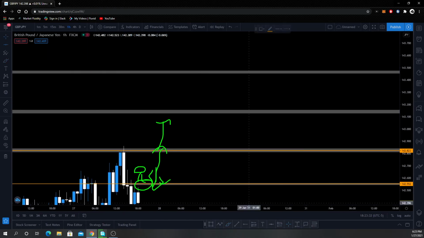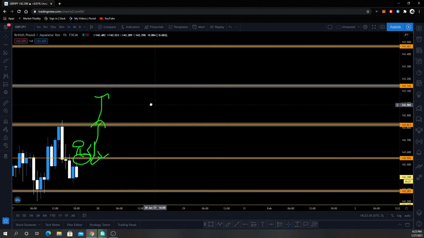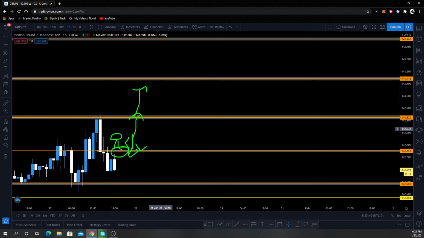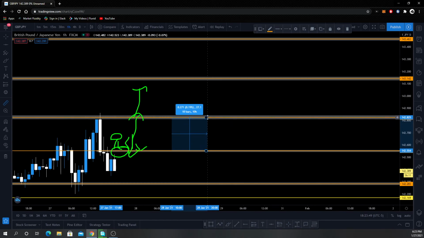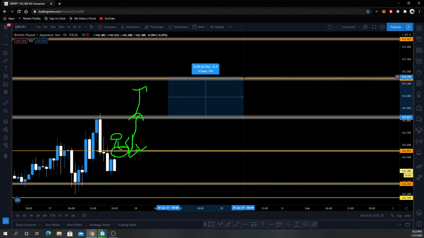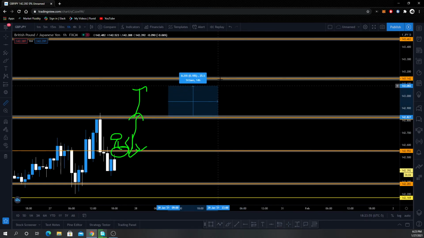The two target levels I will be targeting, we got one here and one right over there. Our first target will be at 142.825, which is around 27 pips, I believe. Yeah, 27 pips. And then we have the second target, which is from the first target another 32. So in total that would be around 50-60 pips, which is very good.